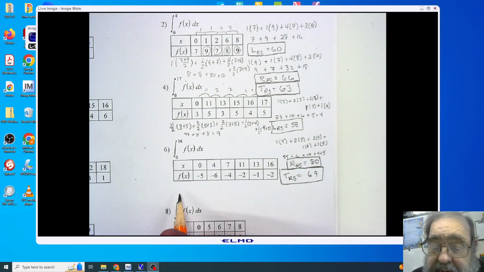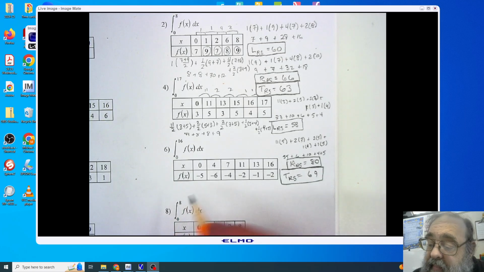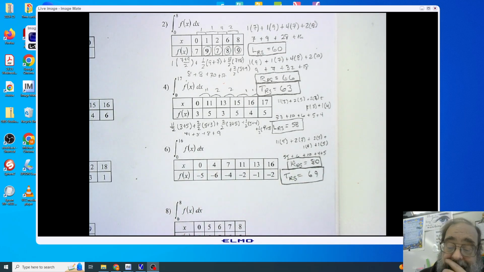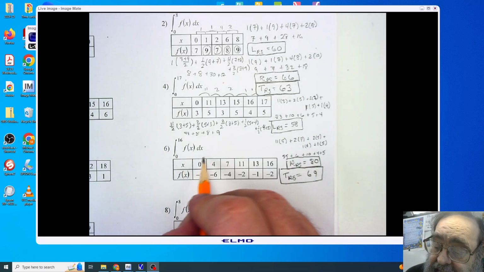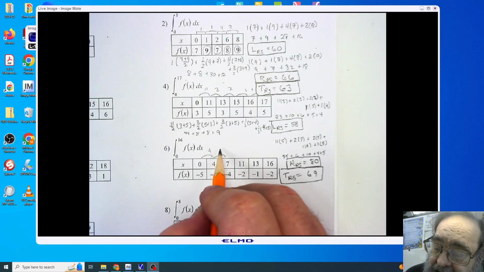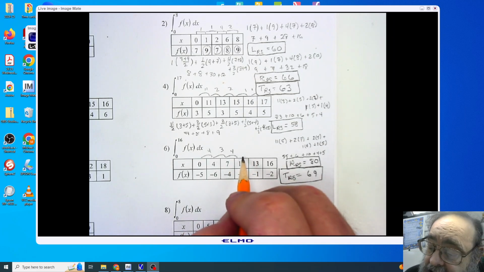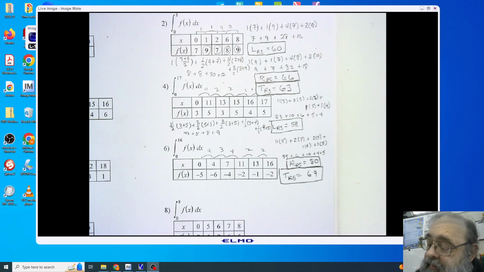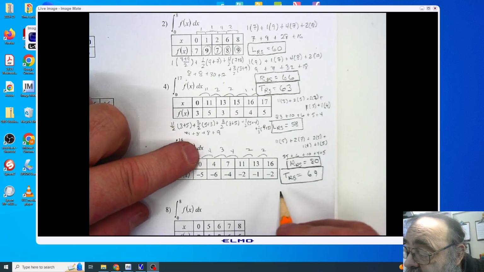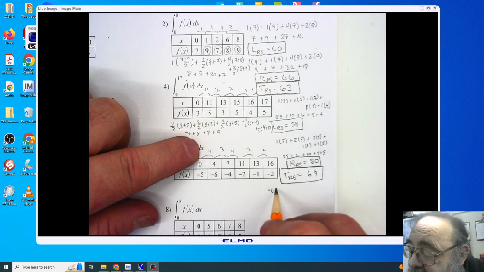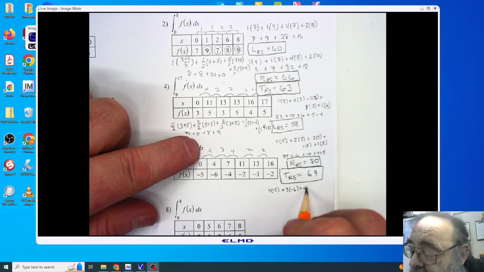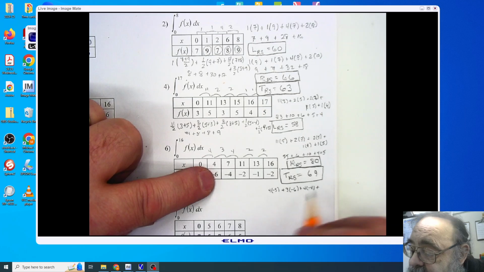And I would now go to number 6. So, doesn't matter whether we're subtracting or adding. So I'm looking at, I have a gap of 4 here, gap of 3 here, gap of 4 here, a gap of 2, and a gap of 2. So for the left Riemann sum, I'm going to have 4 times -5 plus 3 times -6 plus 4 times -4 plus 2 times -2 plus 2 times -1.